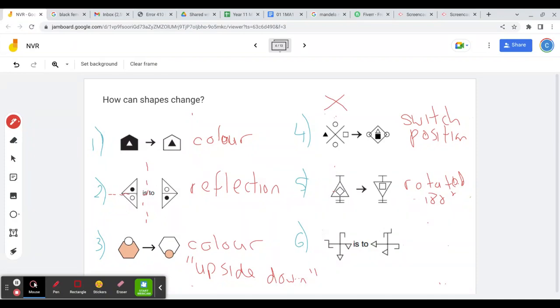Okay, and then number 5, we can see here, I talked about the rotation already, or the upside down, but I can also see that the top stays the same and the bottom stays the same. And there is a bit of a rotation going on in the center there with that little diamond or square.